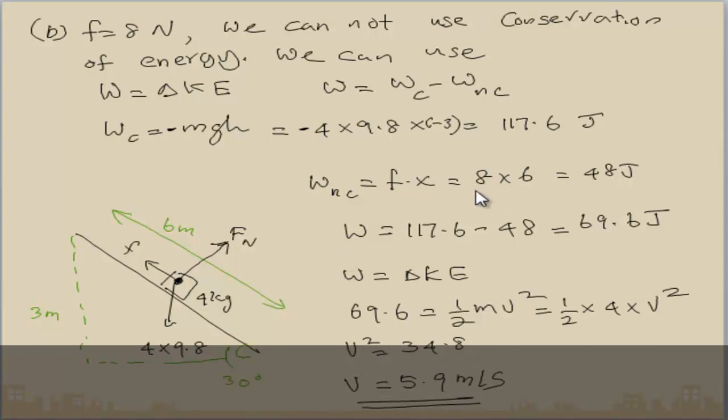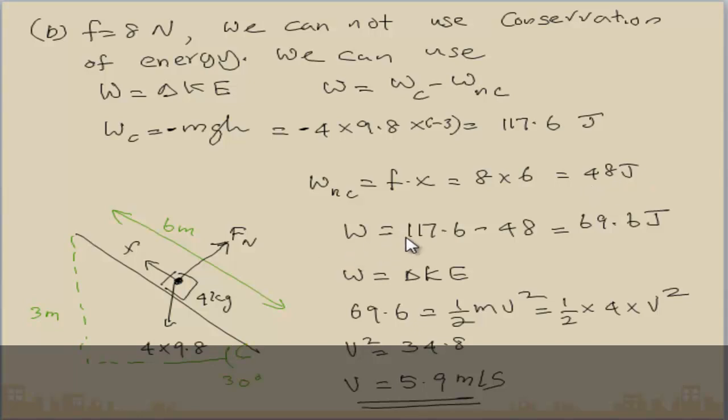The work done by non-conservative forces is friction force times the displacement. So it's 8 newtons times the displacement, which is 6 meters. We can find that because this angle is 30 degrees and this height is 3 meters. So sine 30 is equal to 3 divided by this distance x. So x would be 3 divided by sine 30, which is 6. So that's how I found this 6. So the work done by the non-conservative forces is 48 joules.